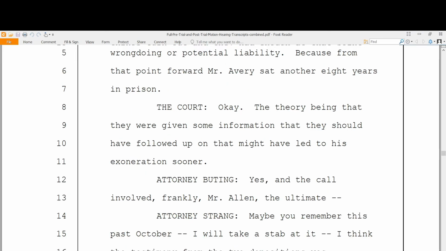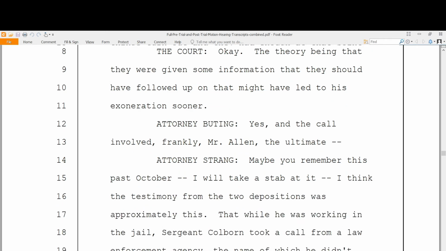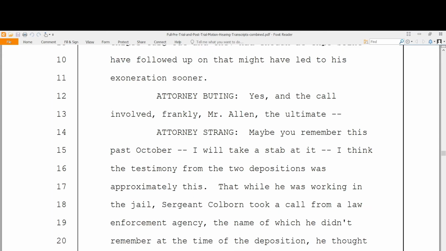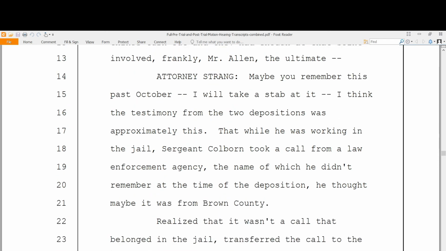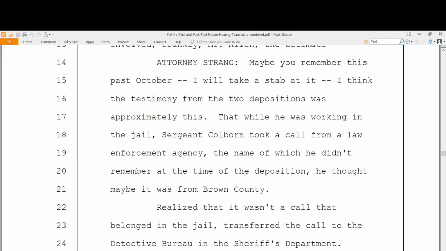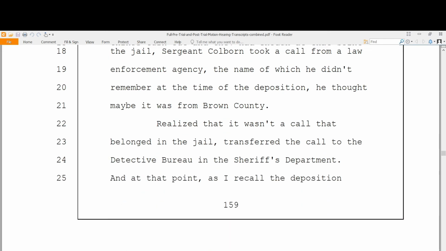The court: Okay, the theory being that they were given some information that they should have followed up on that might have led to his exoneration sooner. Attorney Buting: Yes, and the call involved, frankly, Mr. Allen, the ultimate. Attorney Strang, maybe you remember this past October. I will take a stab at it. I think the testimony from the two depositions was approximately this, that while he was working in the jail, Sergeant Colborn took a call from a law enforcement agency, the name of which he didn't remember at the time of the deposition. He thought it maybe was from Brown County.